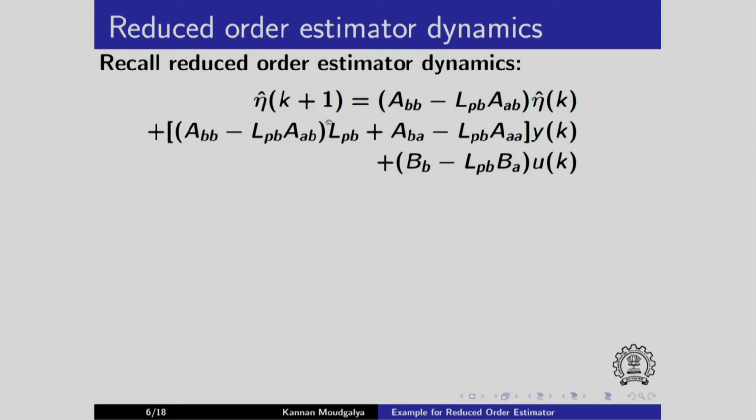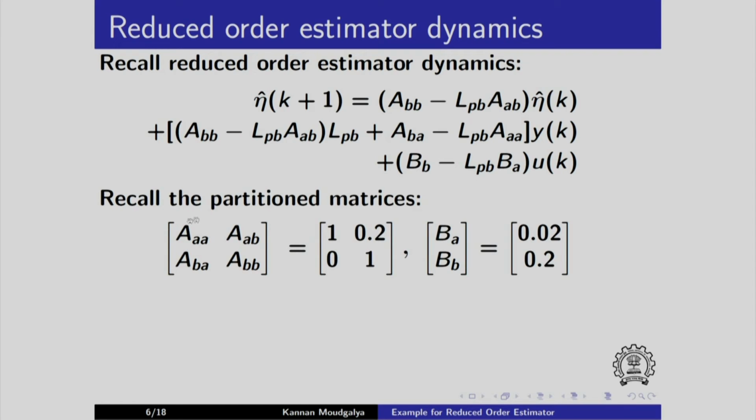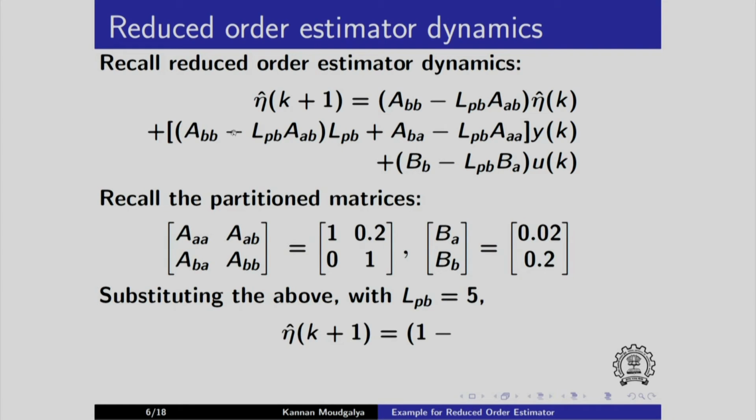So let us recall the reduced order estimator as given here. Let us recall the partition matrices from the previous slide. Let us substitute with LPB equals 5, which we derived in the previous slide. Substitute all of this into this equation. So we get eta hat of k plus 1 as ABB is 1, then LPB is 5, AB is 0.2 into eta hat of k.